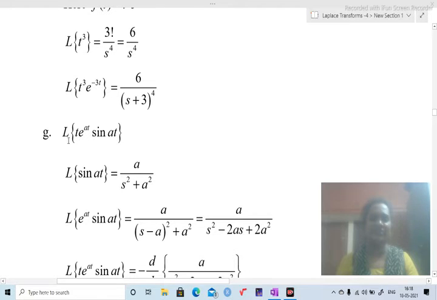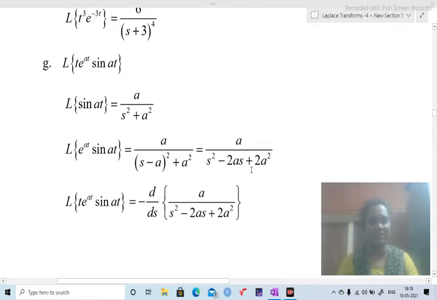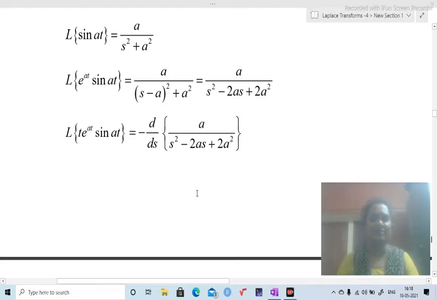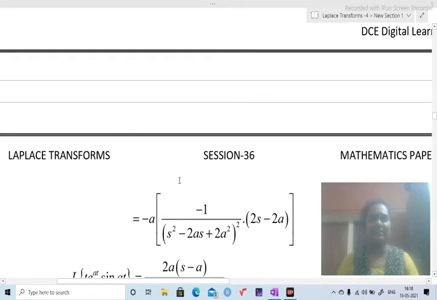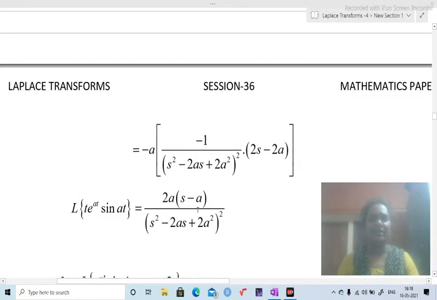This is next one, L of t into e power at sin at. L of sin at is a by s square plus a square. Again by using the first shifting property, here plus a is there, so I am going to change s to s minus a. Simplify, then we are going to get this term. Here t is there, that means minus d by ds of this term. Here a is constant, take it outside and differentiate and simplify, then I am going to get L of t into e power at sin at like this.